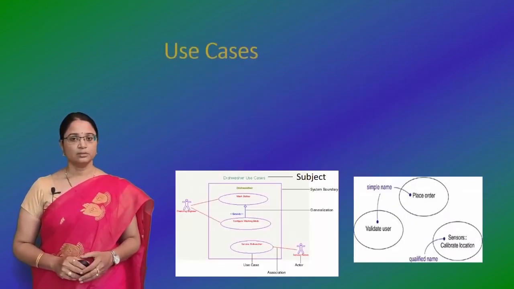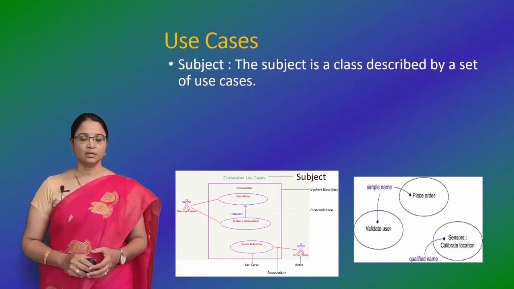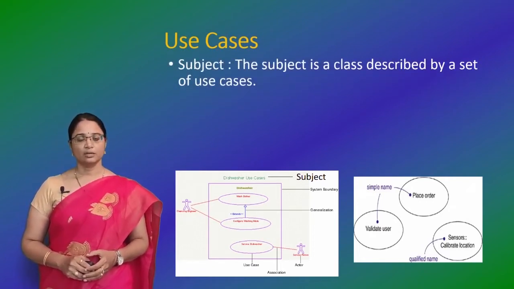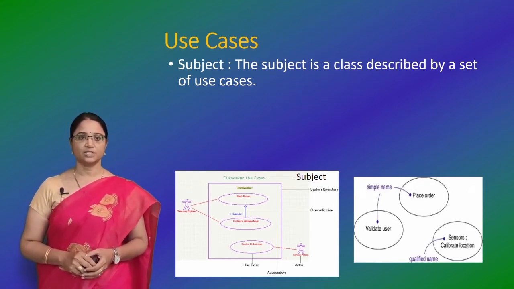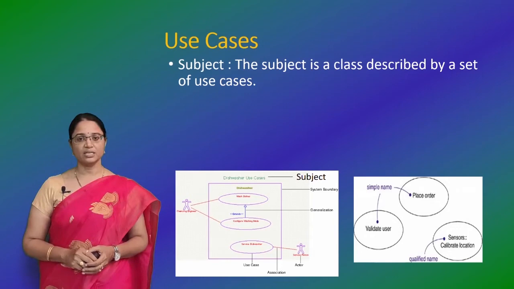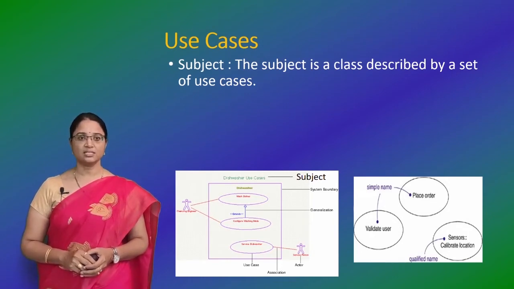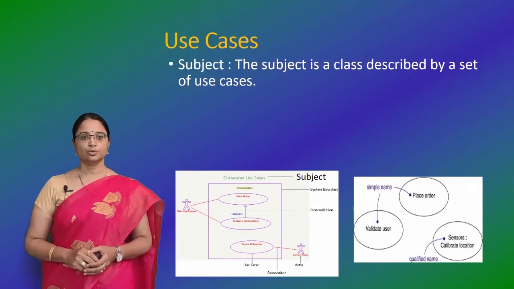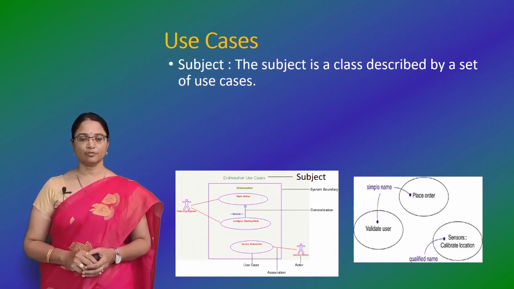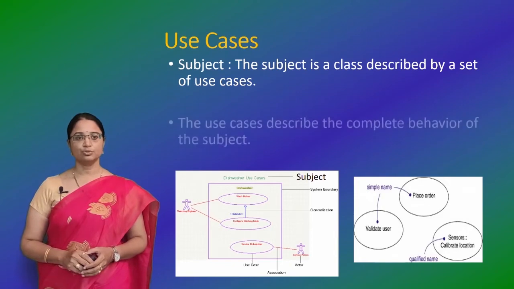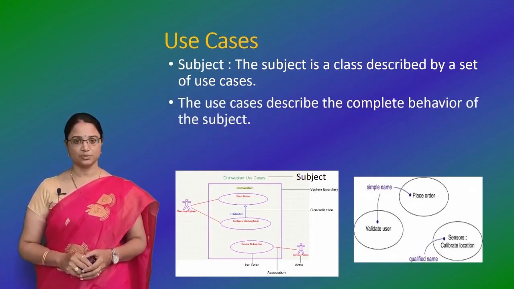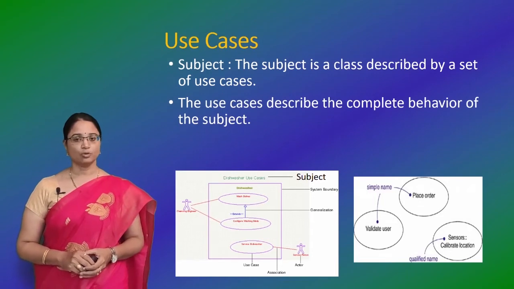Coming to the subject. If you see the figure, next I'll show you the figure. In that you will consider a system that is represented in a black box. That is nothing but the subject. The subject is a class described by a set of use cases. Usually the class is a system or subsystem. The use cases represent aspects of the behavior of the class. The actors represent aspects of other classes that interact with the subject. Taken together, the use cases describe the complete behavior of the subject. You can see in the figure how the subject is represented.